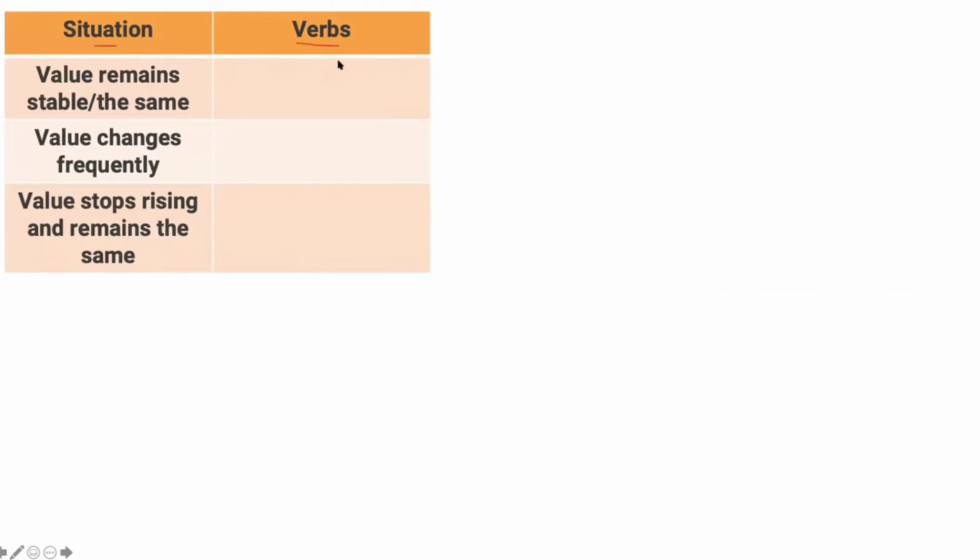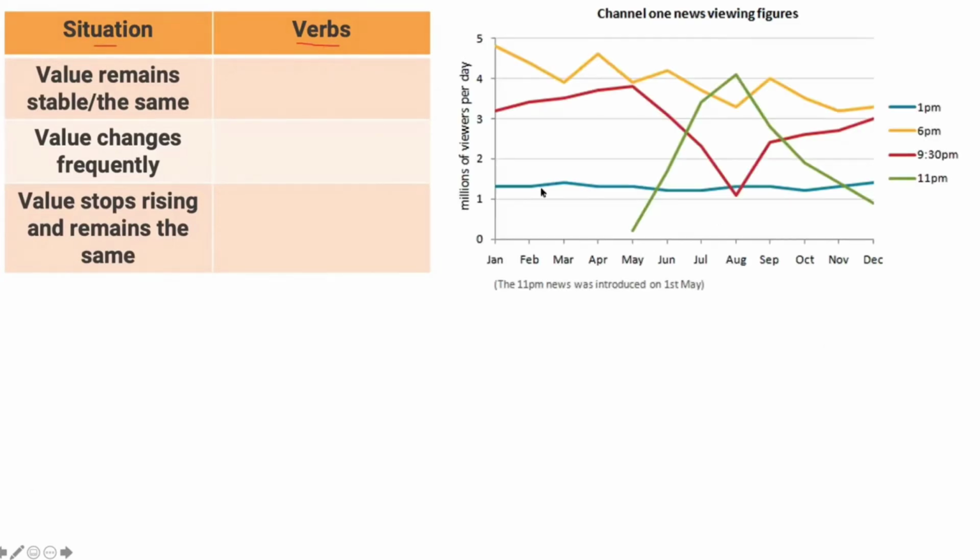Okay, now here I've got our situation and verbs you can use to describe the situation. Again, this is really going to help your lexical resource and your advanced level vocabulary. Now we're going to look at an example here. We've already looked at this specific graph, but we're going to use this to talk about how we can describe these situations. So if we see that a value is remaining stable or it's remaining the same, if you look at 1 p.m., for example, you could say that it is hovering or that it hovers. That just means it stays around the same value.